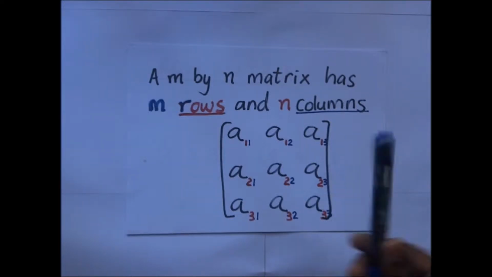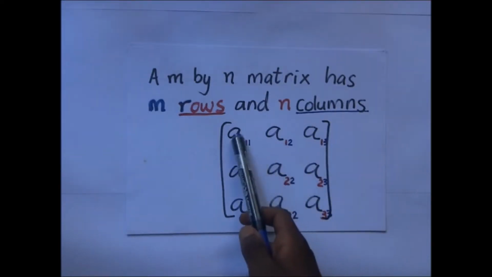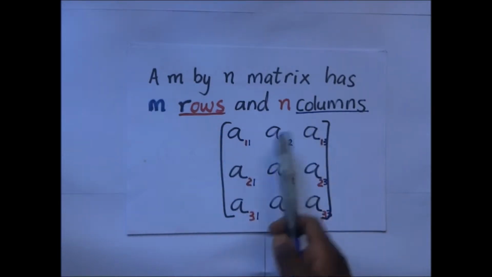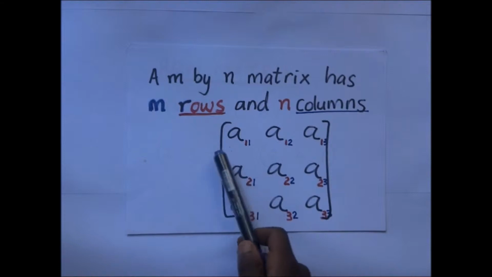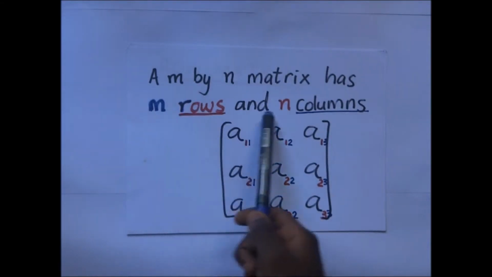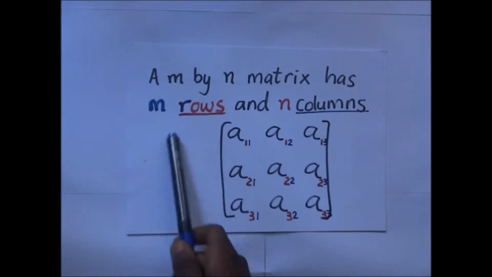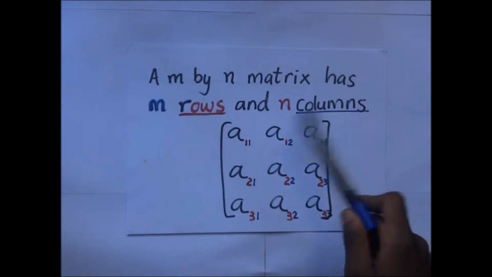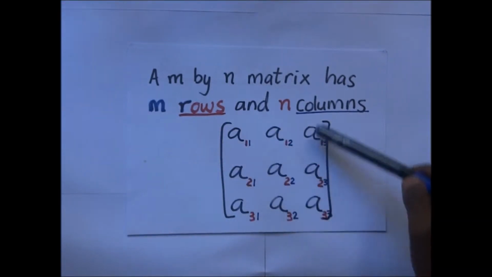So right in front of us, we have elements in a matrix. This is element A, but they are in the form of M rows and N columns. By rows, I mean these are the rows, and the columns are those ones.